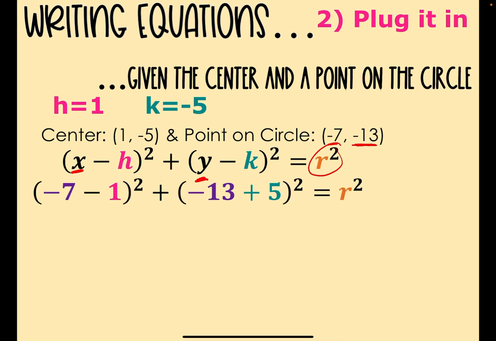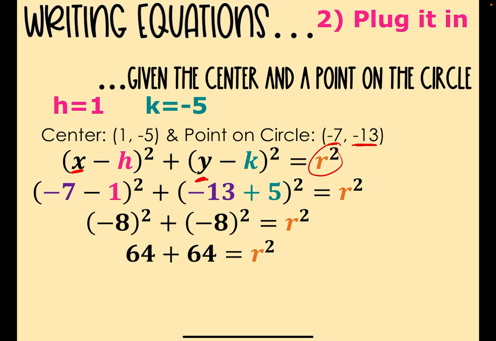So, do you use your PEMDAS? You should get -8 on each of these parentheses. That won't always happen, but it did. It's kind of nice. All right, and you get 64 plus 64, which is really just 128. Now, I want to remind you, work smarter, not harder. It's telling us that r squared is 128. That's all we need right here to write our equation.